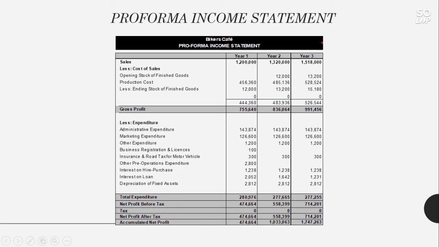Our total expenditure for year 1 is at 280,976. It is going to decrease to 277,665, and for year 3 it is 277,255.